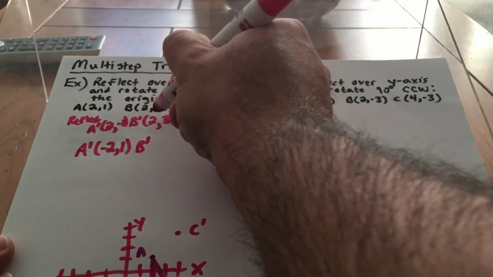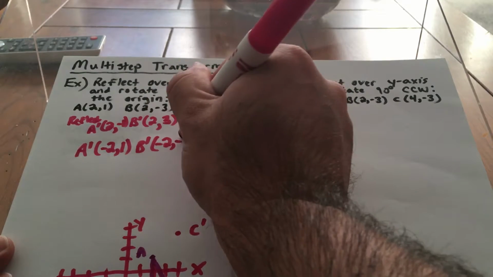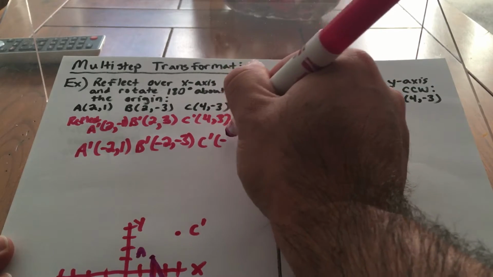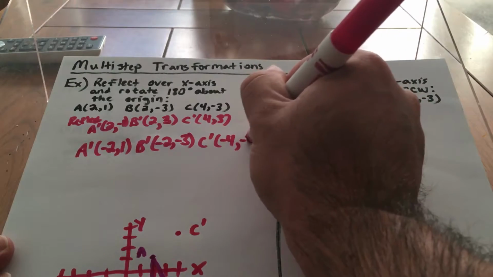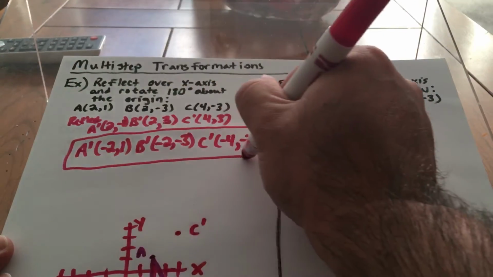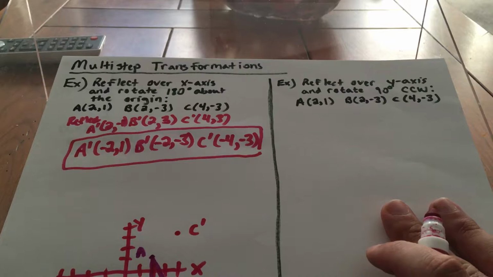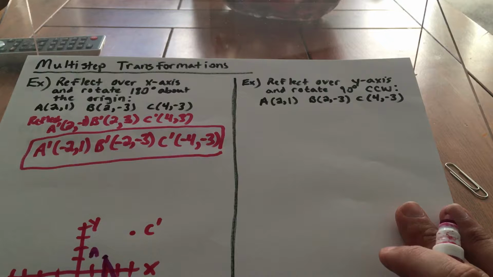Our new B prime, change the sign on that first one, that's negative 2. Change the sign on the second one, that's negative 3. And then our C prime, change the sign on the x, negative 4, and change the sign on the y coordinate, which is negative 3. So this is our newly rotated image, and if you wanted to, you could plot it on the coordinates, which I'm not going to do. All we wanted was the coordinates for A prime, B prime, and C prime. Okay? So what I want you to do is take a second and look at the second example, pause the video, and try this one on your own, see what you come up with.